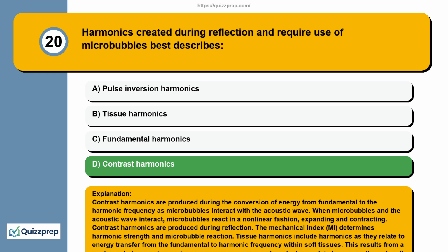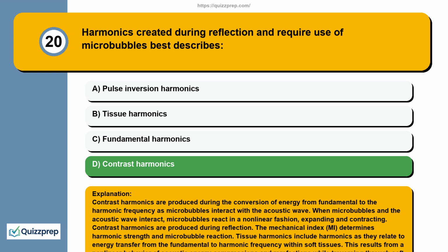Tissue harmonics include harmonics as they relate to energy transfer from the fundamental to harmonic frequency within soft tissues. This results from a nonlinear behavior of acoustic energy compressions and rarefactions while traversing through soft tissue, decreasing the likelihood of artifacts appearing within structures.